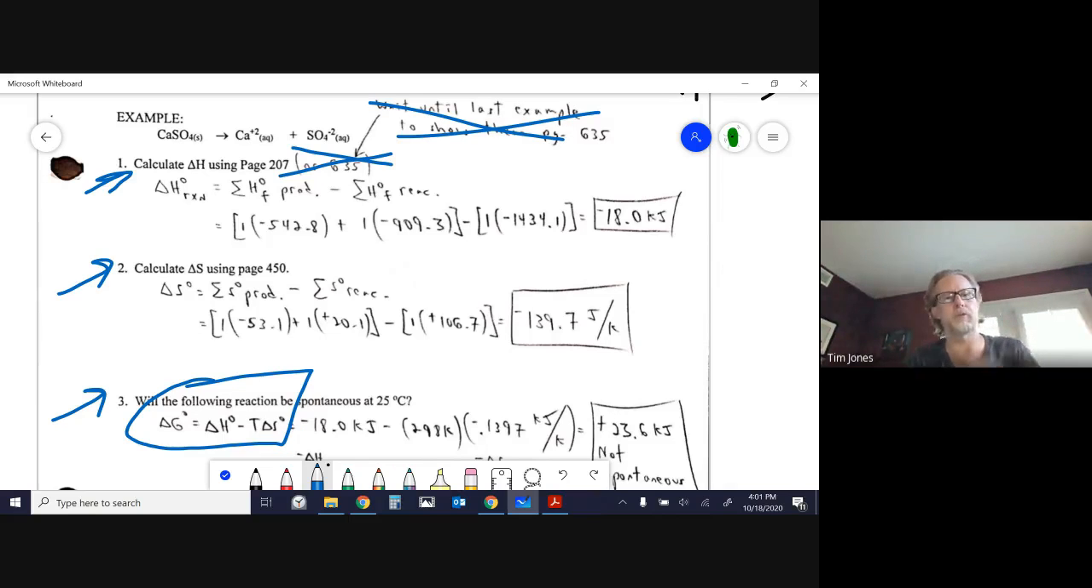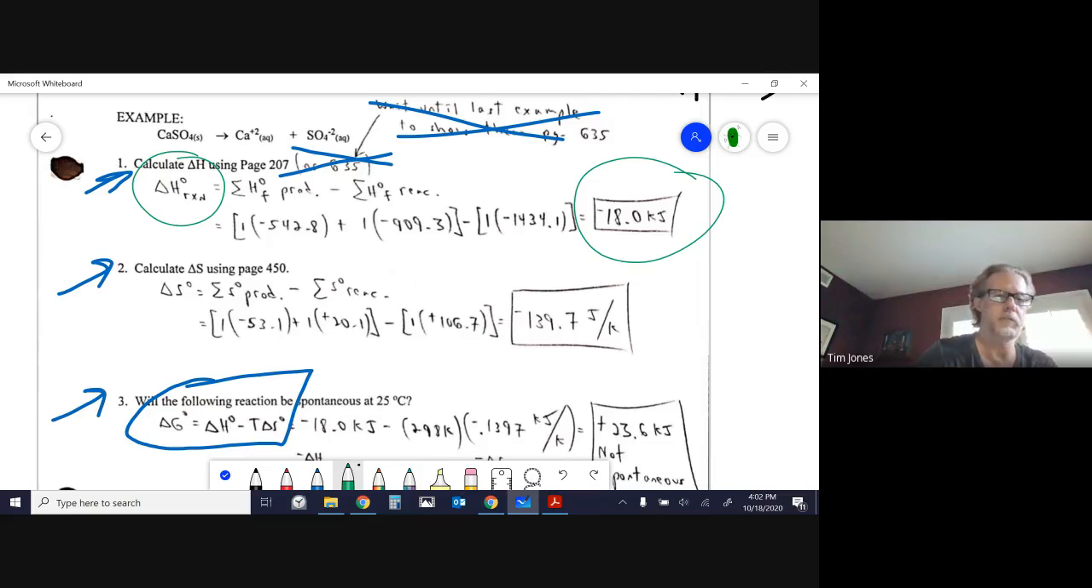So using page 207, you can do summation for the delta H of the reaction, and I encourage you to pause the video, try it for yourself, and make sure you get this. That was last lesson. Likewise, on page 450, do the same for the delta S, and you should get this. So again, pause the video and try it out for yourself.